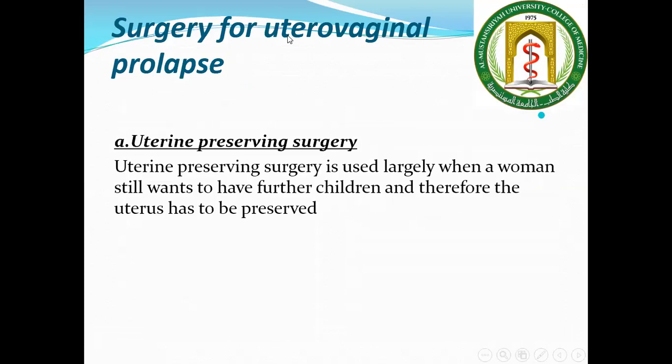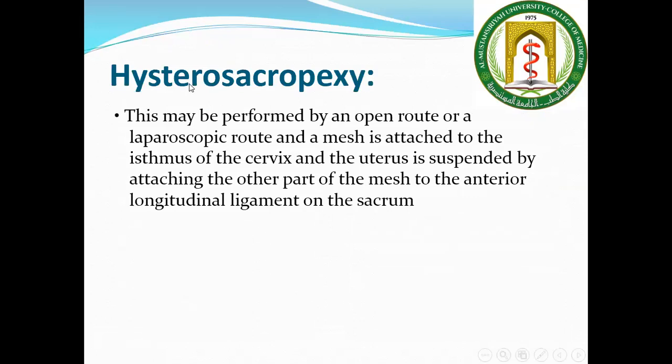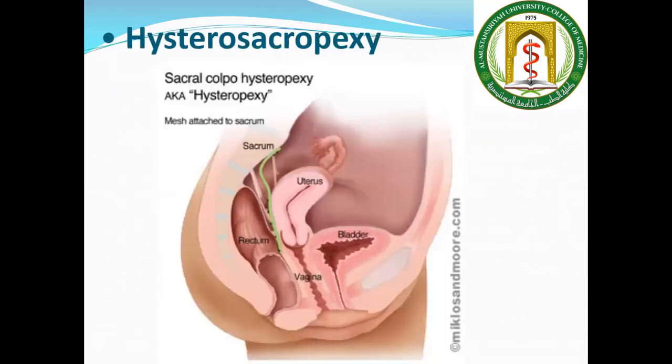When you have uterine prolapse, usually it is associated with vaginal wall prolapse. The uterine preserving surgery: here the patient needs to keep her uterus, because further children are required and because she is young. The operation is the hysterosacropexy. Hystero means the uterus, sacro to the sacrum, pexy is the fixation. You see, this is a synthetic mesh that can be sutured to the cervix here and to the anterior longitudinal ligament in front of the sacrum here. And this is the hysterosacropexy. This can be done by abdominal route or by laparoscopic route.